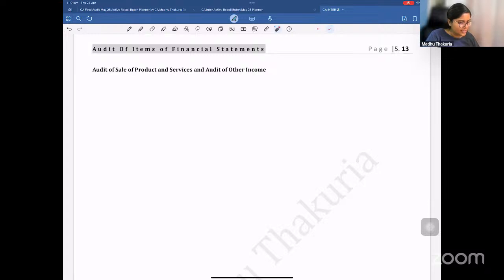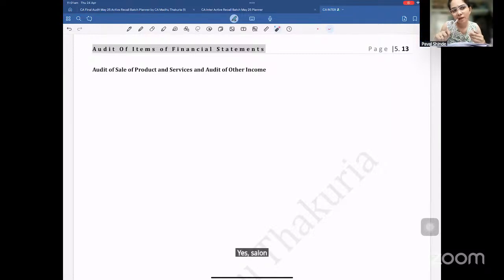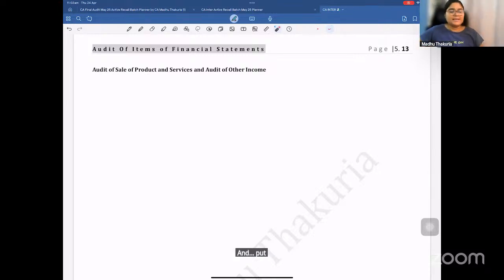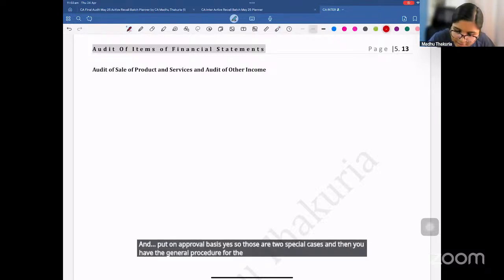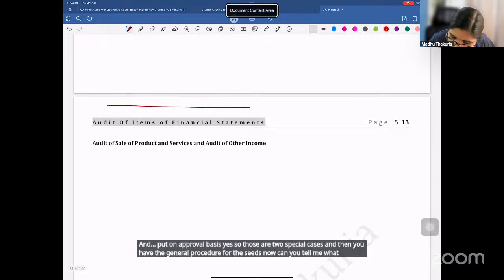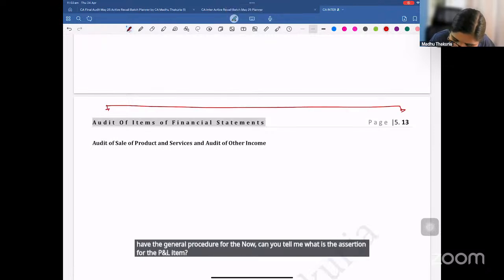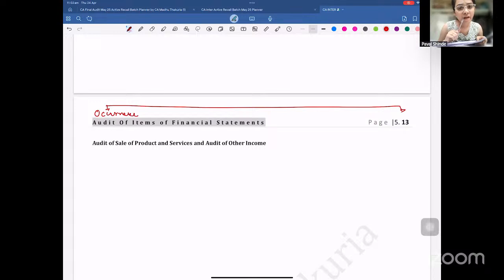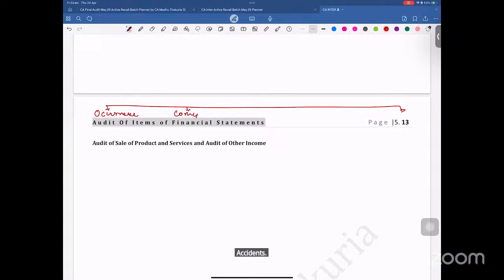Do you have special cases in the sales? Yes. Sale on consignment, and sale on approval basis, goods sent on approval basis. So those are two special cases, and then you have the general procedure for the sales. Now, can you tell me what are the assertions for the P&L items? Occurrence, completeness, cut off, measurement, presentation and disclosure as per FR.